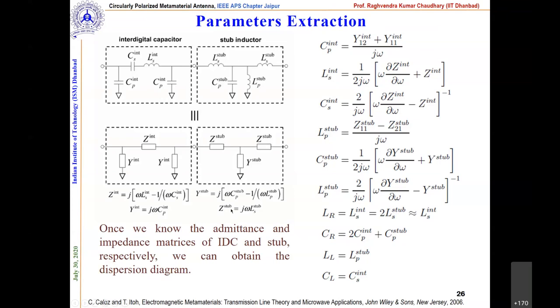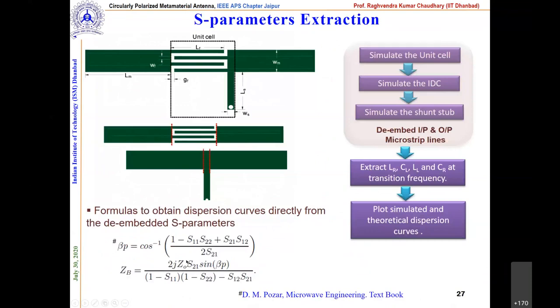Now, how will you extract? The extraction is like this. You have a unit cell and you need to do a de-embedding. You are supposed to use this formula to find its S parameters, and finally you can plot the dispersion diagram. So this is all in the process.